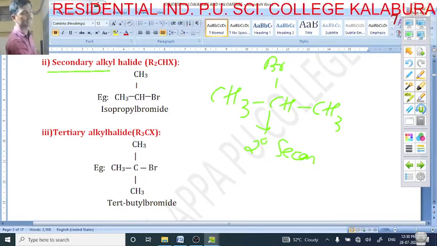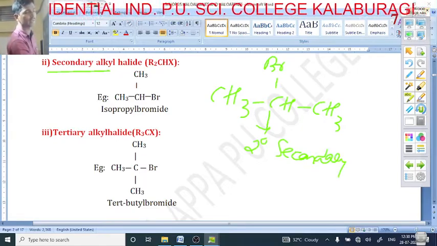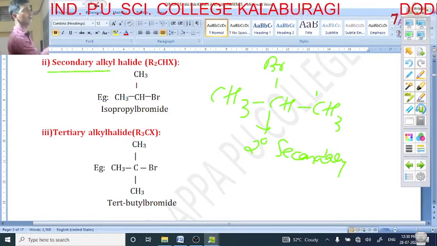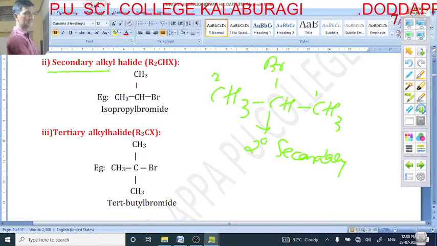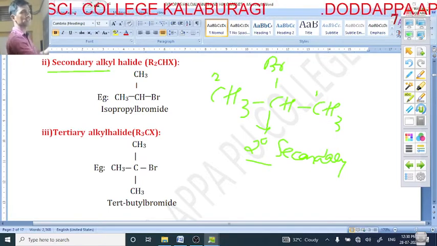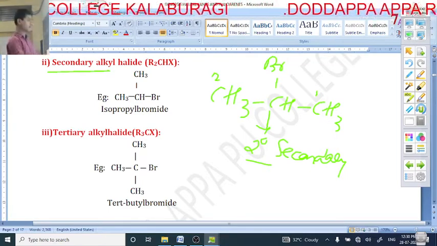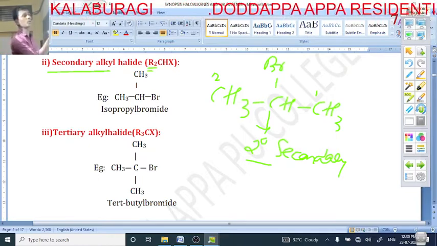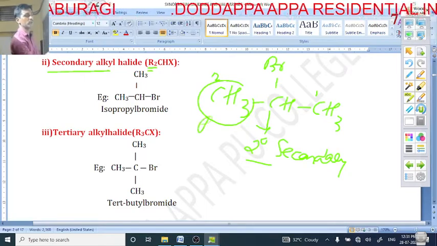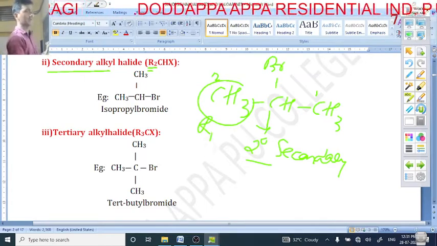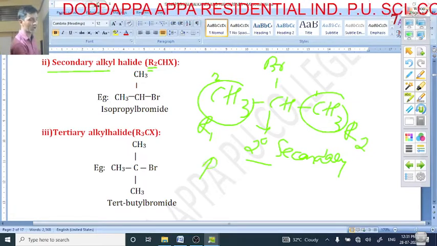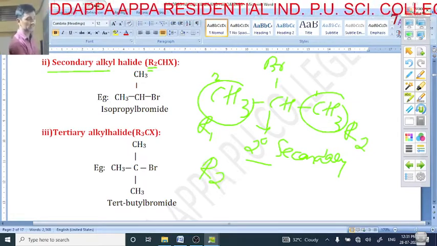Why is it called secondary carbon? This carbon is linked to how many carbons? Carbon 1 and carbon 2. So this is called secondary carbon because this carbon is linked to 2 carbons. So that's why it is called secondary alkyl. How many alkyl groups are there? 2 alkyl groups. This is R1 and this is R2.